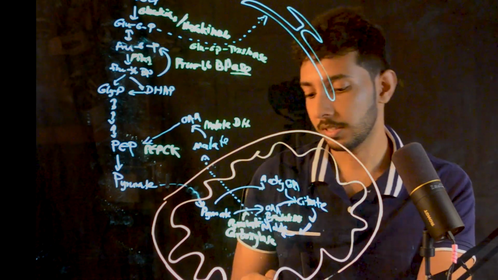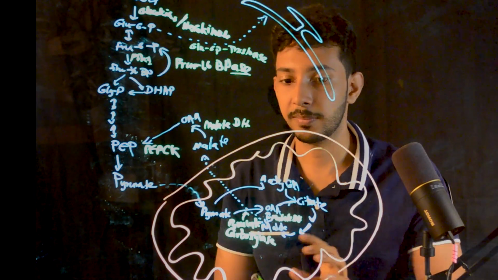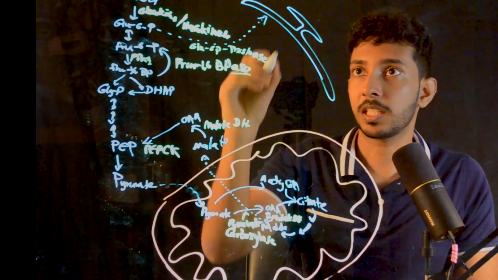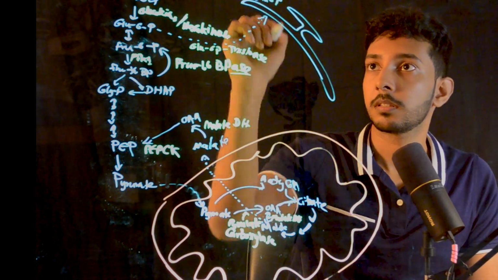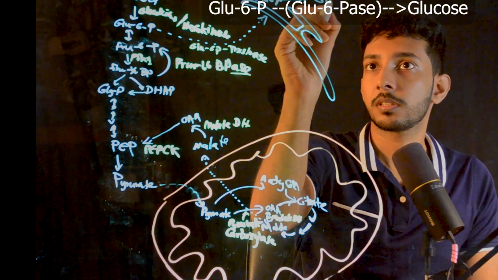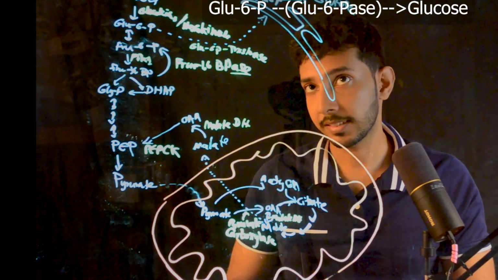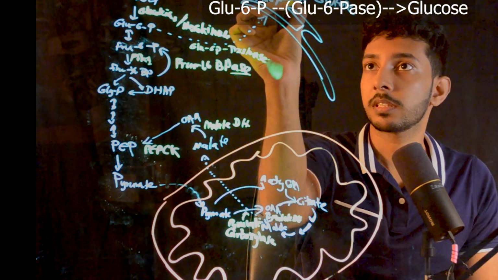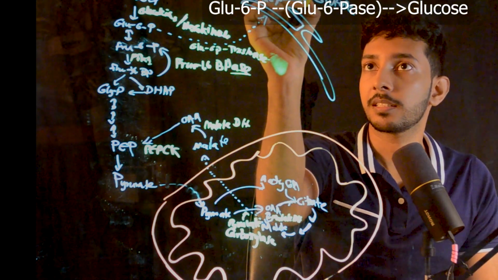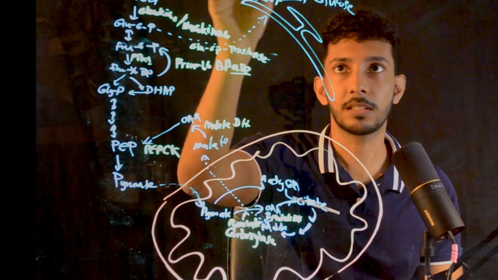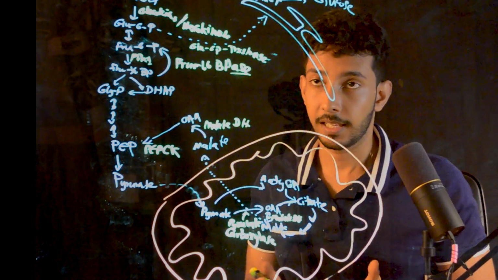So easy to remember these names because they describe exactly what it does. And inside the endoplasmic reticulum, glucose 6-phosphate gets converted to glucose, and that is catalyzed by an enzyme called glucose 6-phosphatase. And then the glucose can easily go out of the cell membrane and enter the bloodstream.